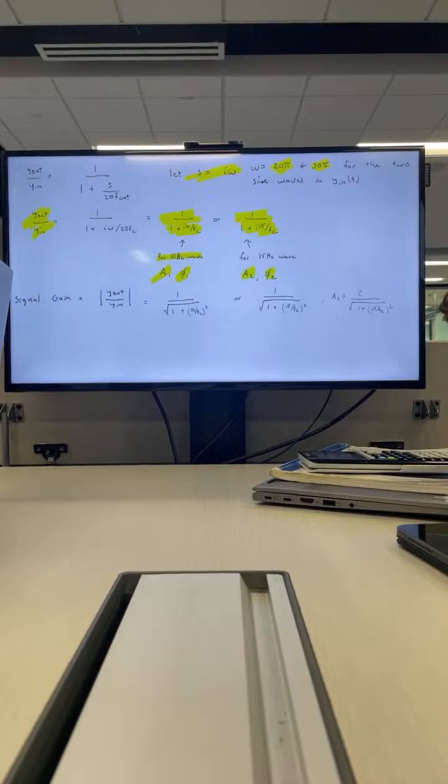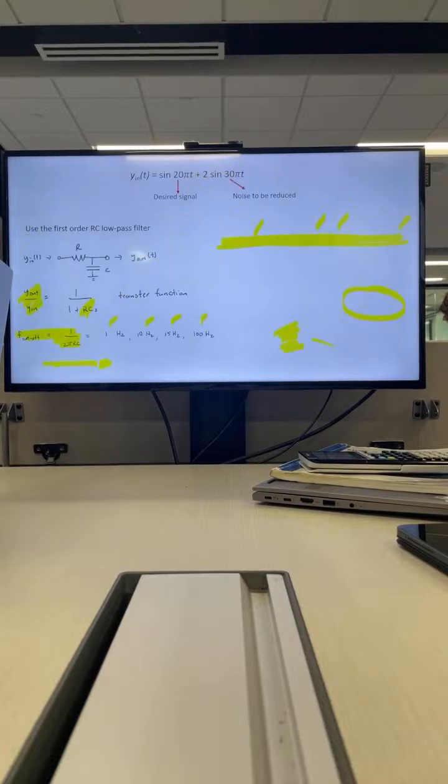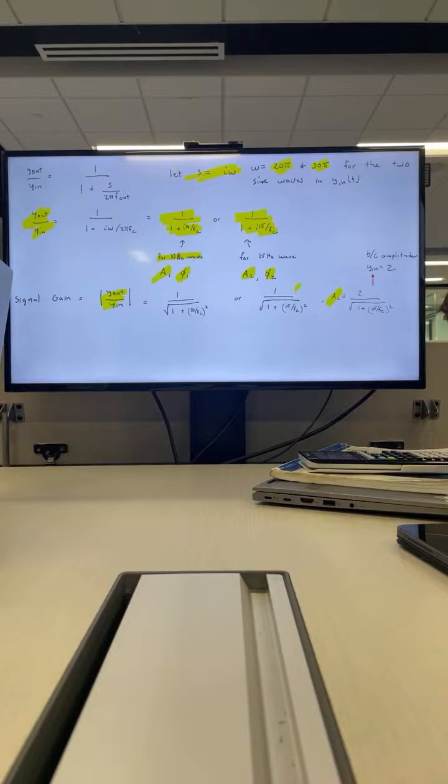Okay, so now I'll calculate the gain Y out by Y in. So 1 by root of A squared plus B squared. This is the real part squared plus the imaginary part squared. Okay, so 1 plus 10 by FC whole squared, here for the 15 hertz signal, this one. But be careful, A2, as I told you in the beginning, is the sine wave of twice the magnitude of the initial one. So now the value for A2 will be 2 by root of 1 plus 15 by FC whole squared.